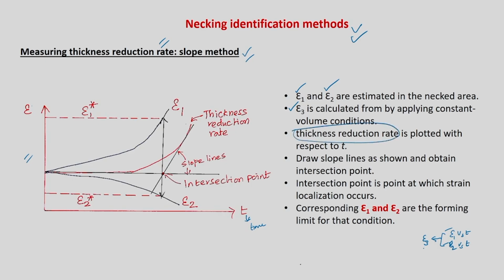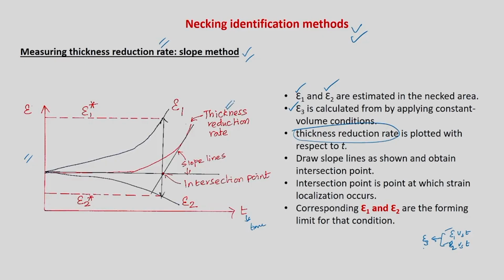Thickness reduction rate means how much thickness is reduced with respect to a particular time, so that can be plotted with respect to time itself. That's what I have shown here. There are 3 curves in this. One is epsilon 1, which is nothing but your major strain. The other is epsilon 2, your minor strain. And then there is one plot for thickness strain, from which you get a thickness reduction rate, and it will look like this red color curve. This red curve is nothing but the thickness reduction rate curve.